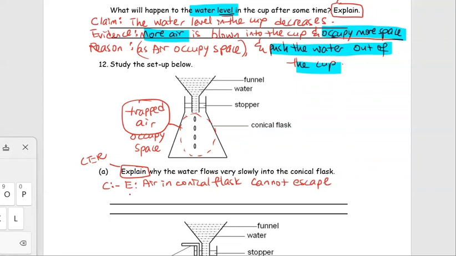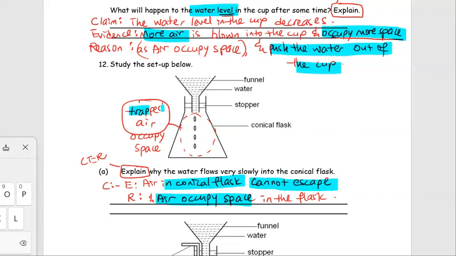So the R part will be that air, the concept here is the property of the air, and air occupies space in the flask. The R part usually is just a concept. What is the property of the air? And you have to mention the air in the conical flask. Please mention the conical flask. Don't just say the air, because air can be inside or outside the conical flask. Air cannot escape. Either you say cannot escape or you say it's trapped. Both are fine.